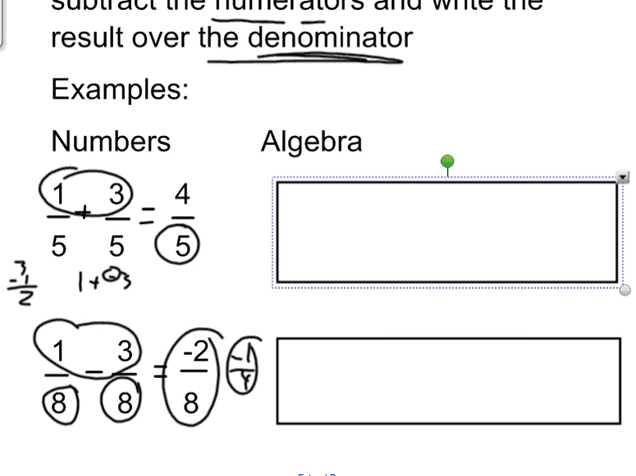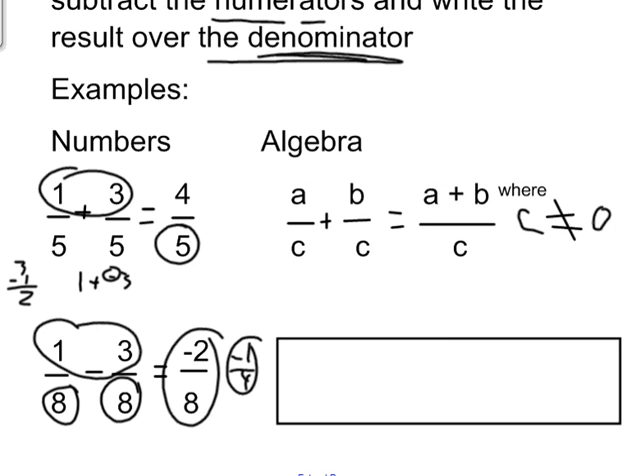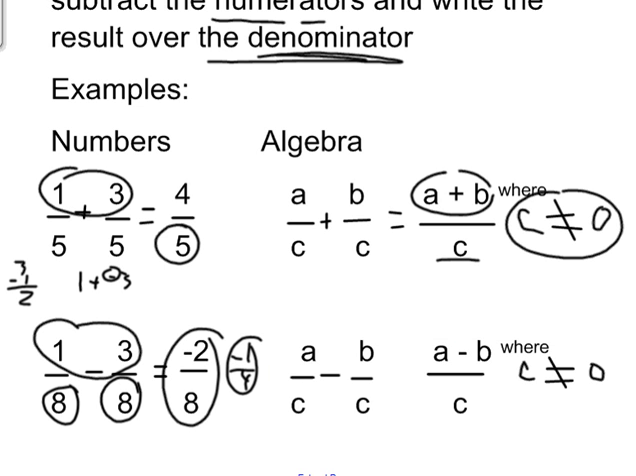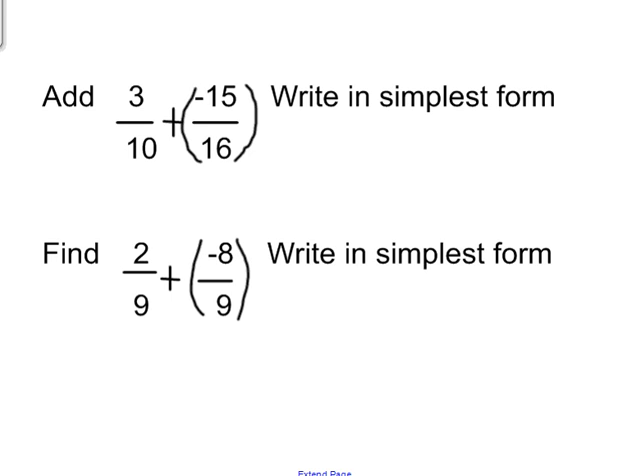Same thing holds true in algebra. We have a over c plus b over c is equal to a plus b, all of it divided by c, but we do have to have the stipulation that c cannot be equal to 0. That's an undefined term. Here's a subtraction problem. We have a over c minus b over c, and we do the subtraction in the numerator, put it over the common denominator, and it cannot be equal to 0. So let's do some problems with numbers to get used to it first.